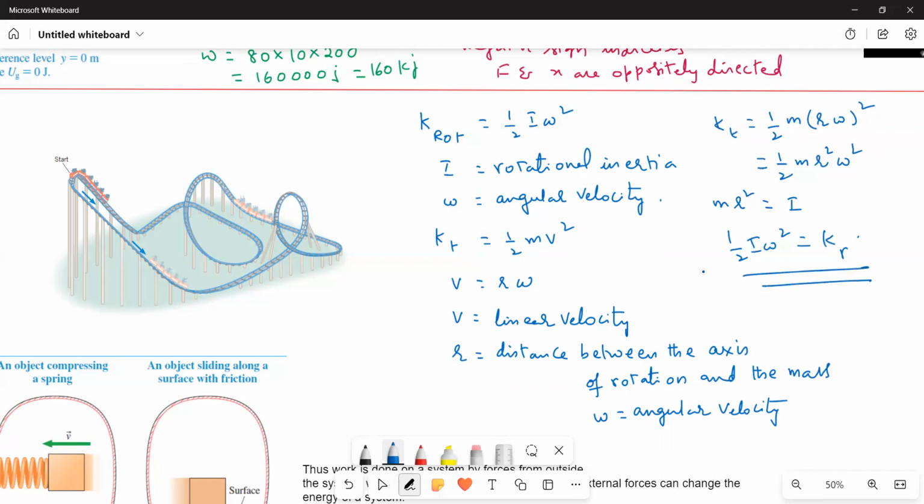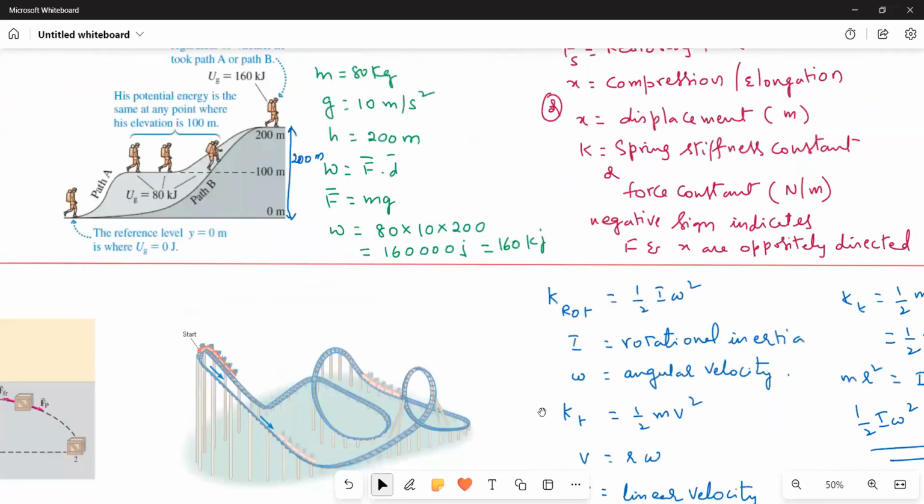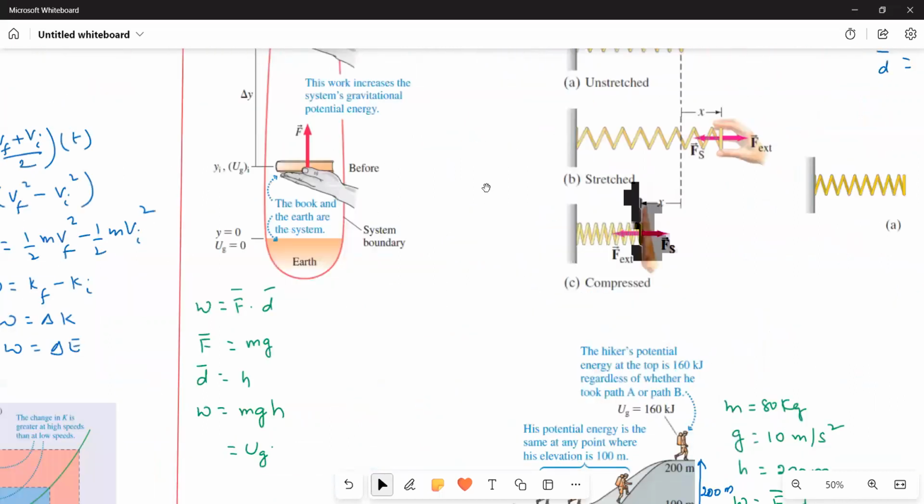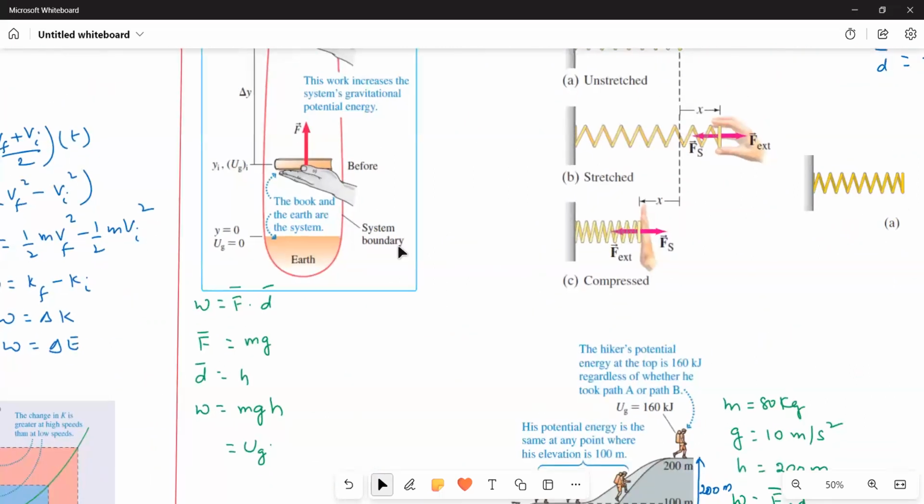Okay, in general, what happens? We come across a mixture of kinetic energies. Both the objects will have both the translational kinetic energy and the rotational kinetic energy. Okay, so this is about the rotational kinetic energy. Now moving on to the next point, the potential energy. What is the potential energy? Potential energy is the energy possessed by a body by virtue of its position or configuration.